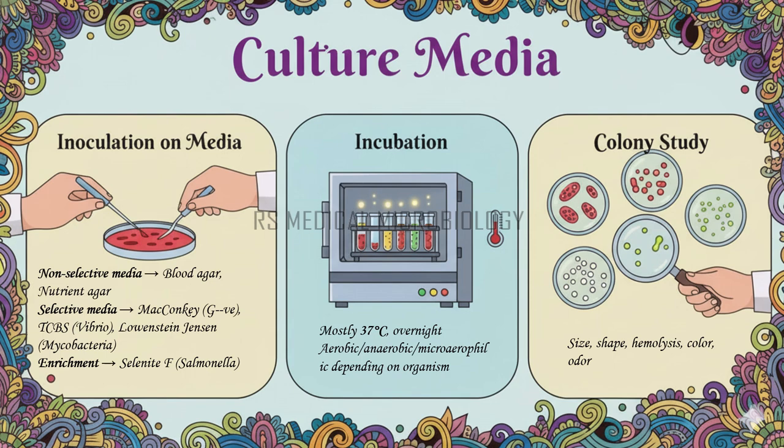Once that is done, write about the type of culture media. It can be a non-selective media, or if the bacteria you're writing about has a selective media, mention that. Enriched media also you can mention for certain samples. Then mention the incubation conditions. So that is 37 degrees overnight for most of the bacteria you are going to write.